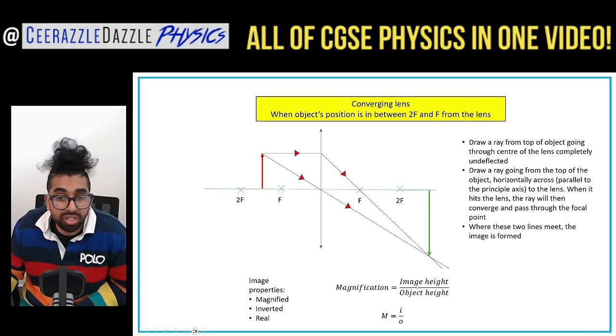The magnification is equal to the image height divided by the object height. So if you want to calculate that, you simply measure the image height divided by the object height. That will tell you the magnification.